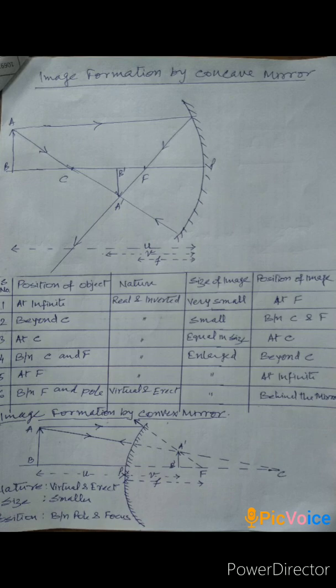Now the next is image formation by the convex mirror. In this case, the image formed of the object AB is always virtual and erect, smaller in size, and always between the pole and focus, as shown in the diagram.